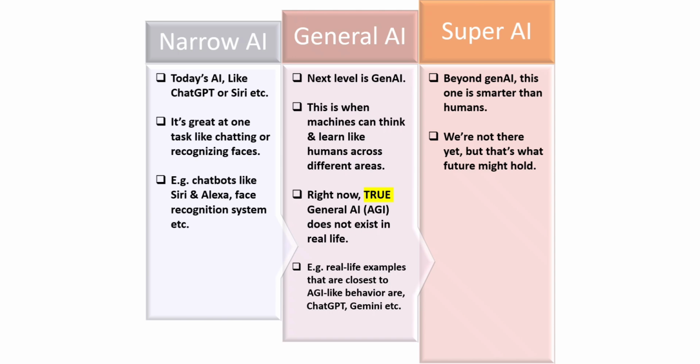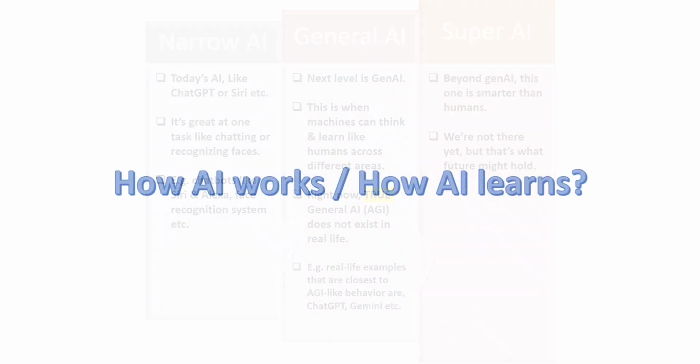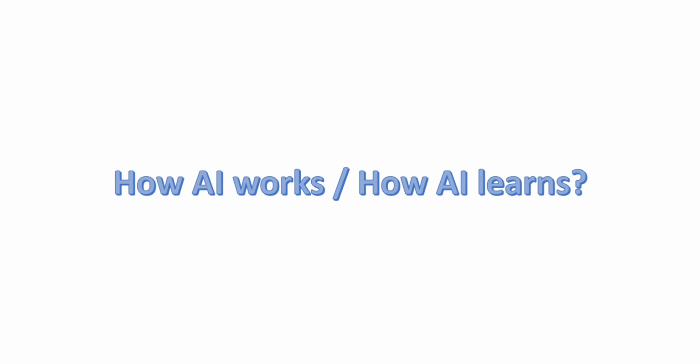All right, moving on. How AI works, or in other words, how AI learns something. For this, we'll take the example of humans. I told you earlier, right? So let's understand here how a human learns.